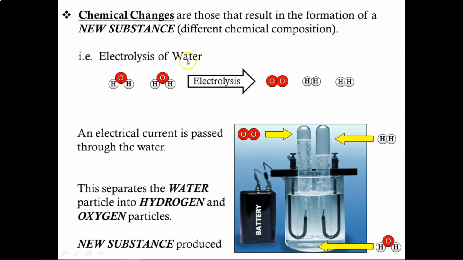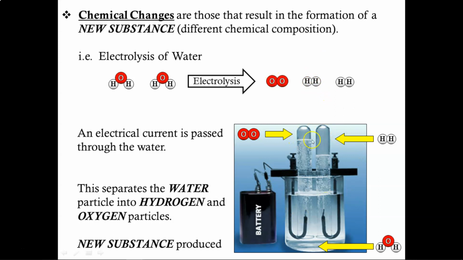So for example, electrolysis of water. If I apply an electrical voltage to water, I can separate the water molecules, H2O, into its component elements, oxygen and hydrogen. So I've gone from one type of particle, H2O, to two types of particles, O2 and H2.